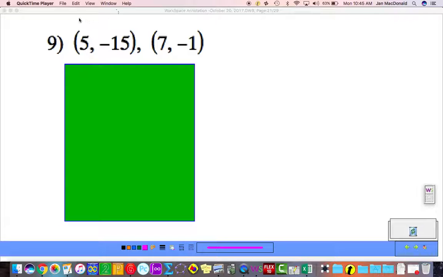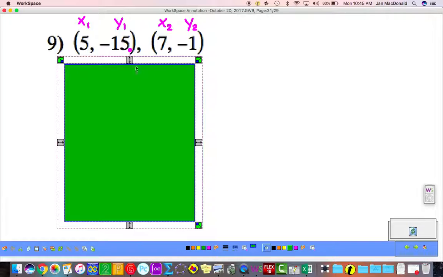We know that every point has an x value and a y value. We call this point x1, y1 because it's the first point we see. We call this point x2, y2 because again it's the second point we see.